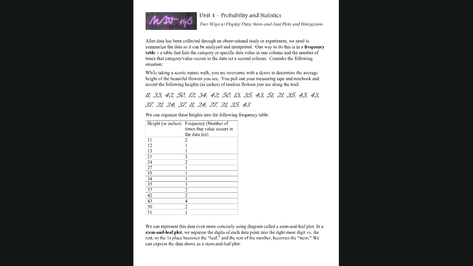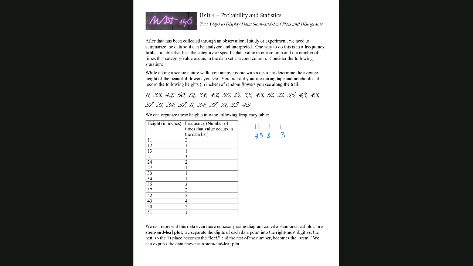Let me tell you what I mean by breaking this up. When you have a stem and leaf plot, each data value you're going to break up into its ones place and the rest of the number. So here I have 11, 33, 42. I'm going to break up 11 into 1 and 1. I'm going to break up 33 into 3, which is the ones place, and then the rest of the number, which is 3. These are 2-digit numbers, so we're just going to split them apart.